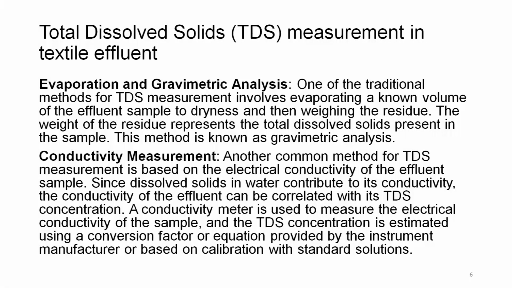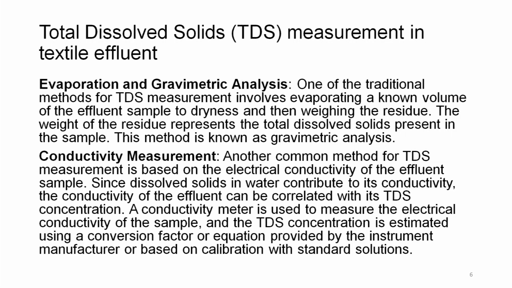Evaporation and gravimetric analysis. One of the traditional methods for TDS measurement involves evaporating a known volume of the effluent sample to dryness and then weighing the residue. The weight of the residue represents the total dissolved solids present in the sample. This method is known as the gravimetric method. There is another method which is called the conductivity method, and there the conductivity measurements are done.